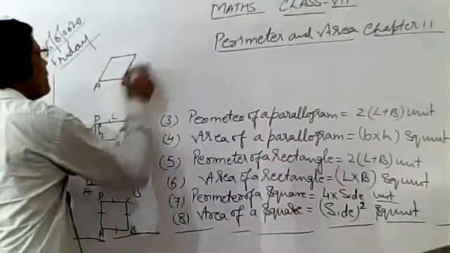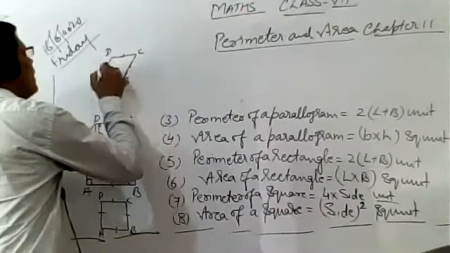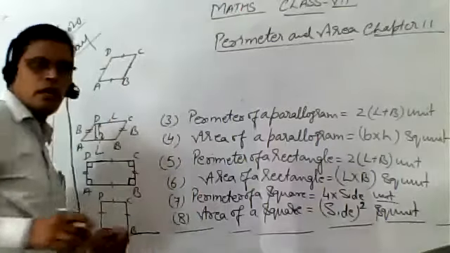A, B, C, D, and all the sides are equal. This is the symbol.